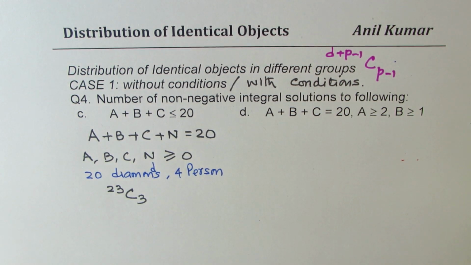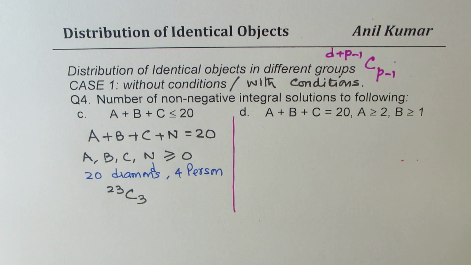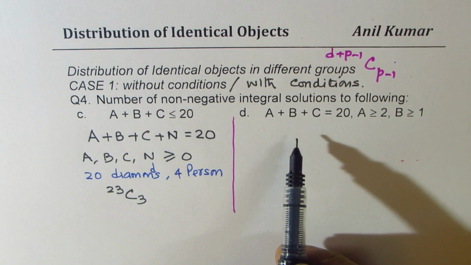Now that's the tricky part, correct? This is how we could improvise our learning into different conditions, and that takes you to a much higher level. We'll actually take more critical equations and different examples which you could see in IIT JEE papers. Now let's look into the last question.